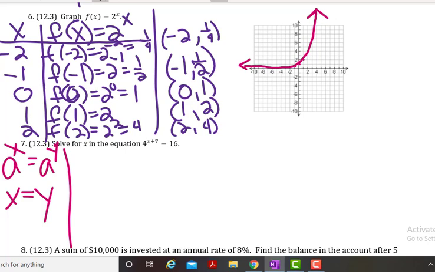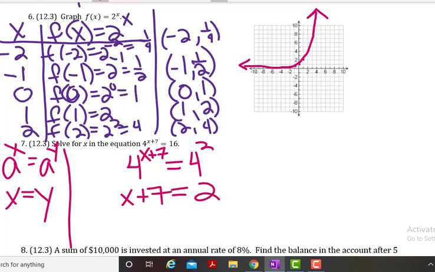So I can rewrite 16 as a power of 4. So 4 to the x plus 7, that's what we have on the left. And on the right, I can write 16 as 4 squared. Now the bases are the same, so the exponents have to be equal, which means I can now set the exponents equal. x plus 7 is equal to 2. Subtract 7 from both sides. x is negative 5.